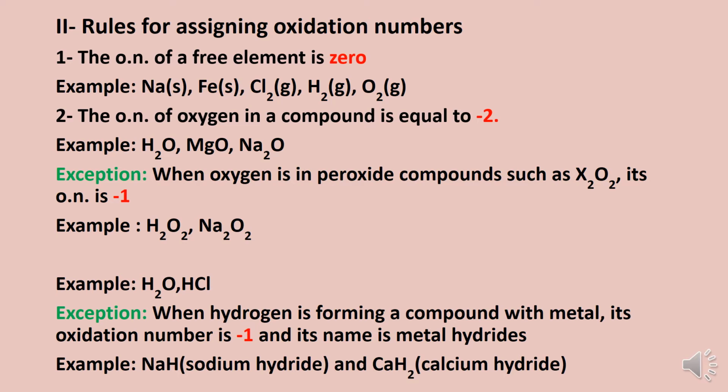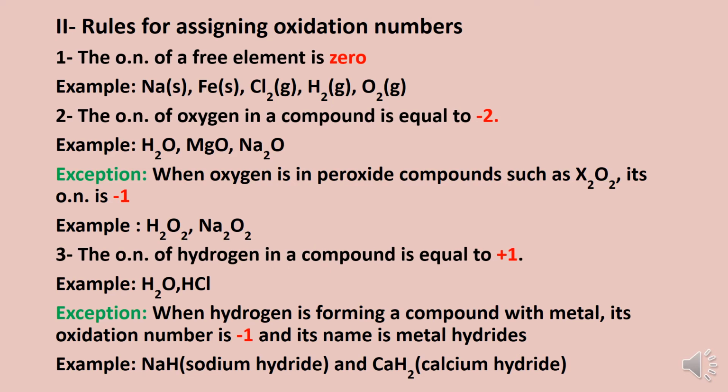Now let's move to the third rule. It is the oxidation number of hydrogen in a compound is equal to +1. Example, let's take also H2O. The oxidation number of hydrogen in H2O is +1. Similarly, for HCl, the oxidation number is also +1.